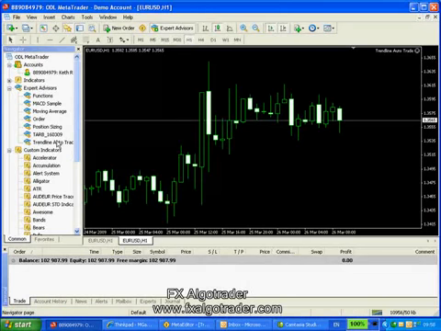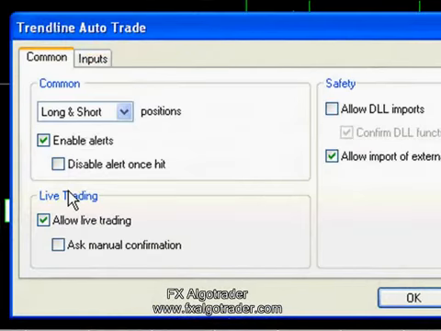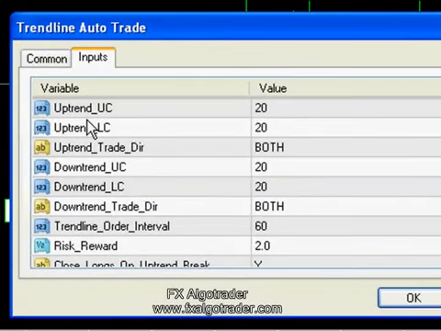So I've got the auto trade module loaded here. It's set up for live trading and it will allow bidirectional trades, so long and short positions, and it has a range of inputs or parameters which we can specify for upper channel and lower channel thresholds around uptrends and downtrends. We can specify the trade direction, i.e. to trade bidirectionally or to just take long or short positions.